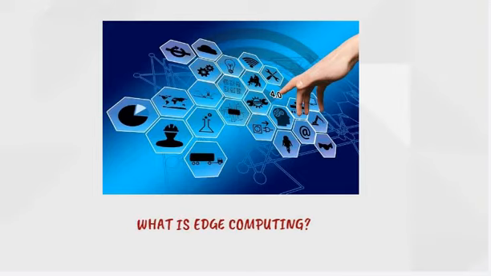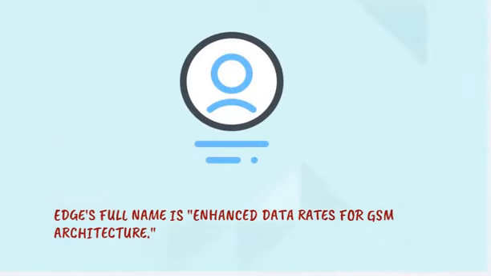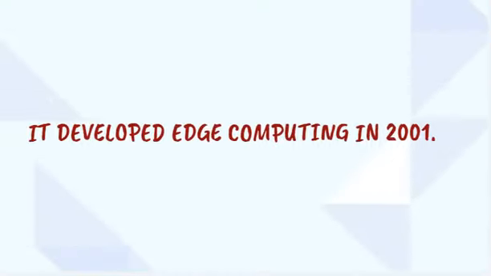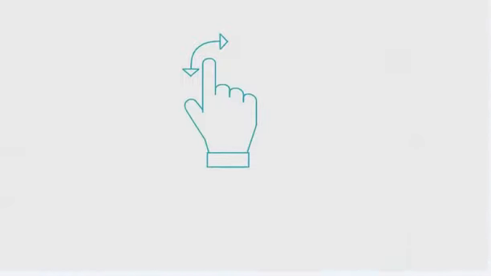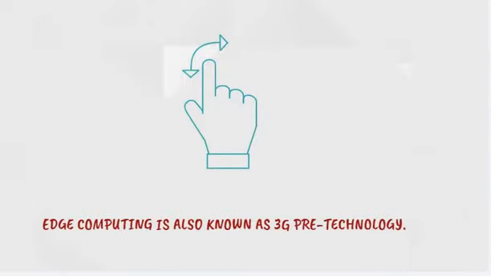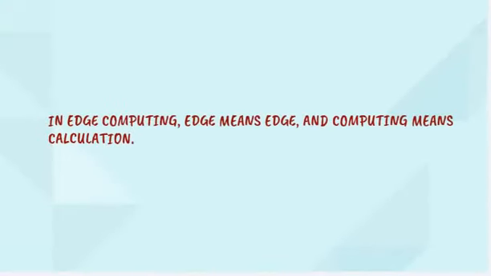What is edge computing? Edge's full name is Enhanced Data Rates for GSM Architecture. It developed edge computing in 2001. Edge computing is also known as 3G technology. In edge computing, edge means edge, and computing means calculation.